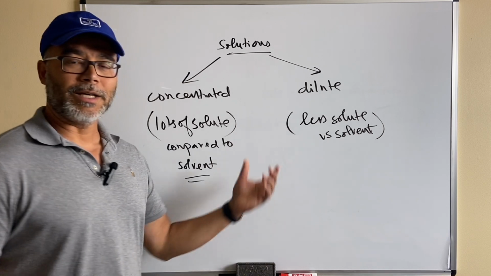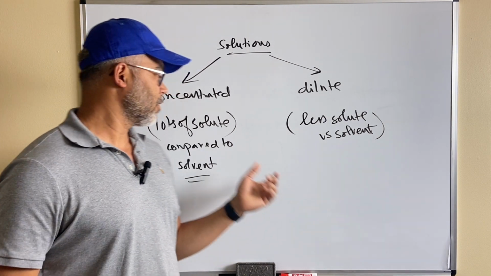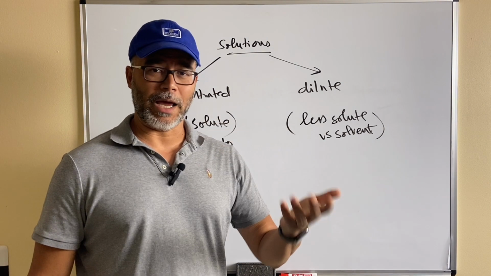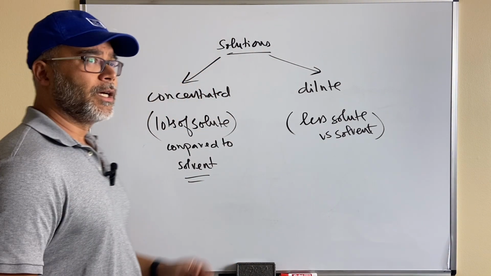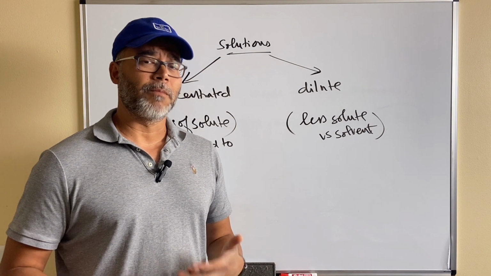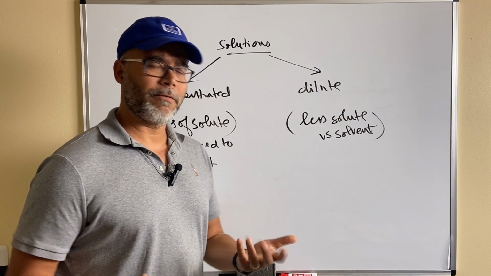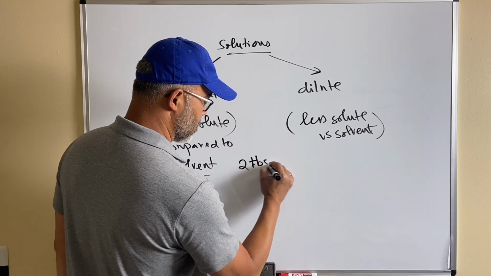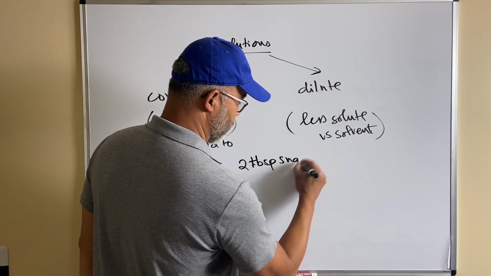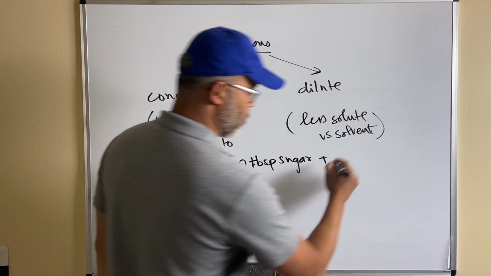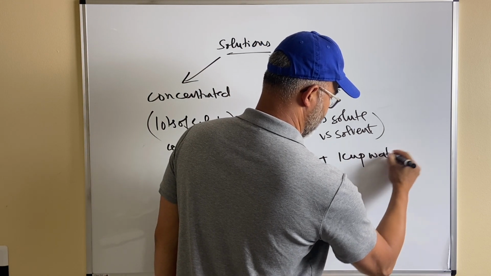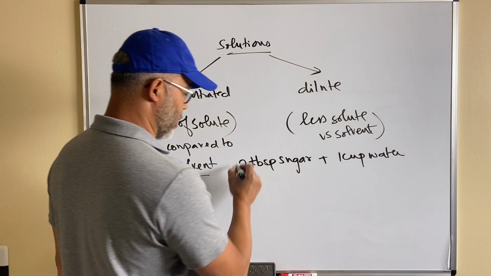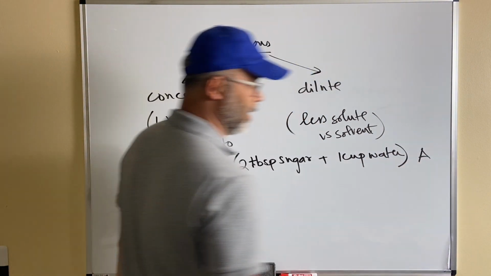Now, this is a kind of a gray definition, because it's hard to look at one solution and say if it's concentrated or not. You always have to compare it with something else. We'll go into the quantitative comparison, but just to get a feel for concentrated versus dilute, take a look at an example. Let's say I give you 2 tablespoons of sugar, and I dissolve that in 1 cup of water. It's going to give rise to a solution of a particular concentration. Let's call that solution A.